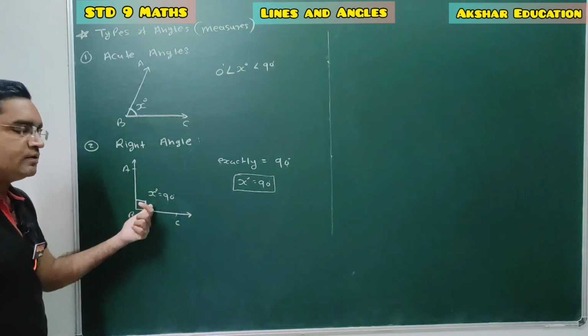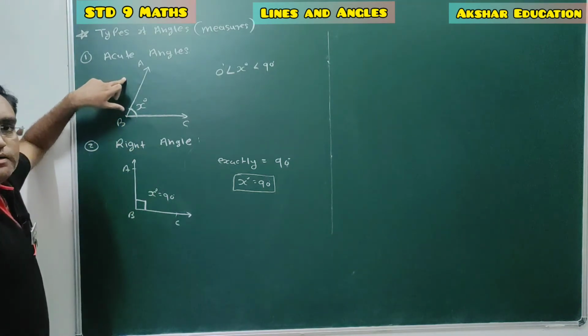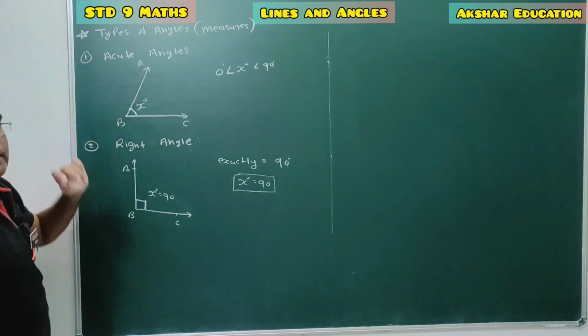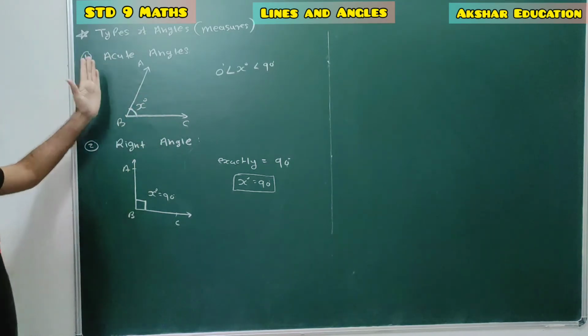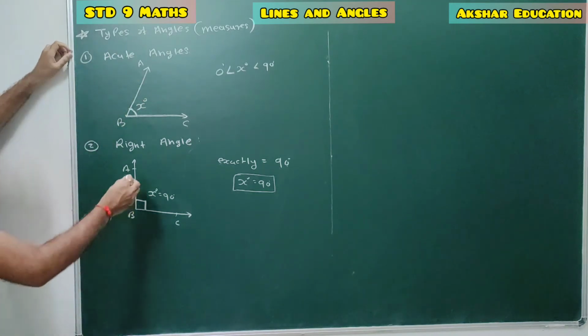Right angle के लिए measure कितना होता है? 90 degree. For acute angle, the measure of angle is less than 90 degree, greater than 0 degree. 0 degree भी नहीं होना चाहिए, है ना? 90 degree हो गया तो ये right angle है. 90 degree से कम होना चाहिए तो acute angle. Right angle.